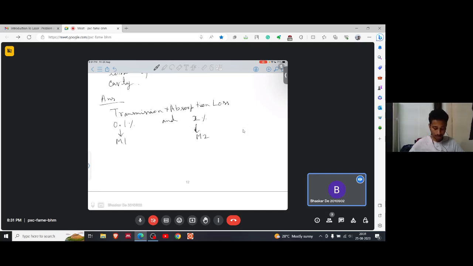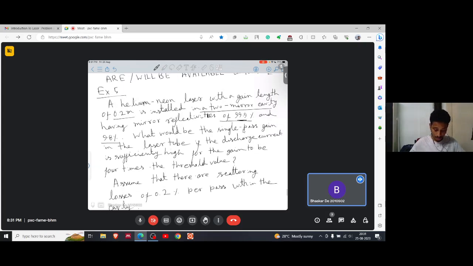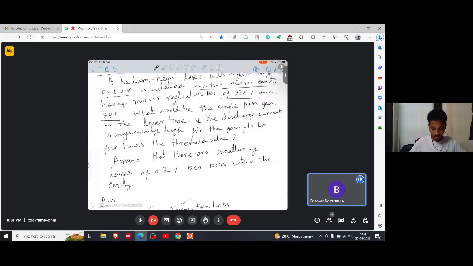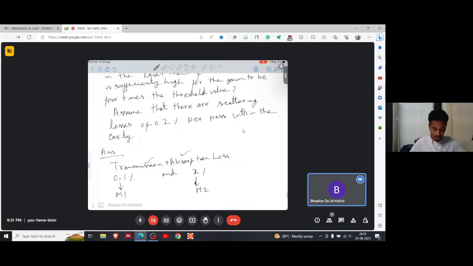So apart from reflection, there are three phenomena: transmission, absorption and scattering. When we mention the reflectivity of a mirror, it means that the rest of the beam is either transmitted or absorbed, or both of them. Here the reflectivity is given as 99.9% and 98%. That means the rest of the beam is either transmitted or absorbed, or both.